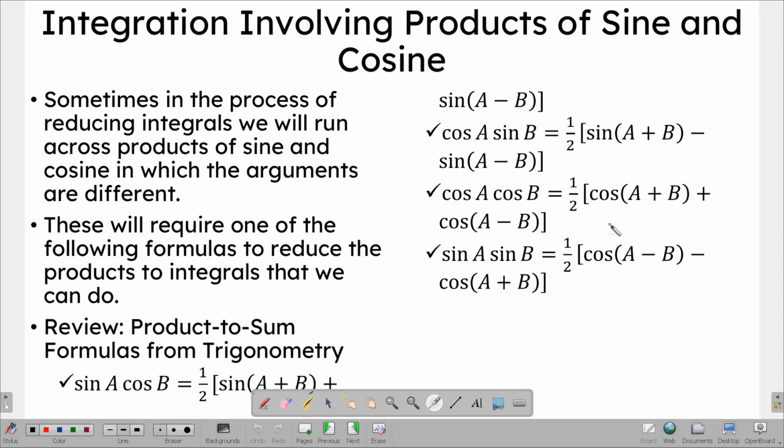Although the product is commutative in nature, its product to sum formula or identity is not. So sine A cosine B is different from cosine A sine B, because sine A cosine B does not become cosine B times sine A. So sine A cosine B would have a different formula from cosine A sine B.